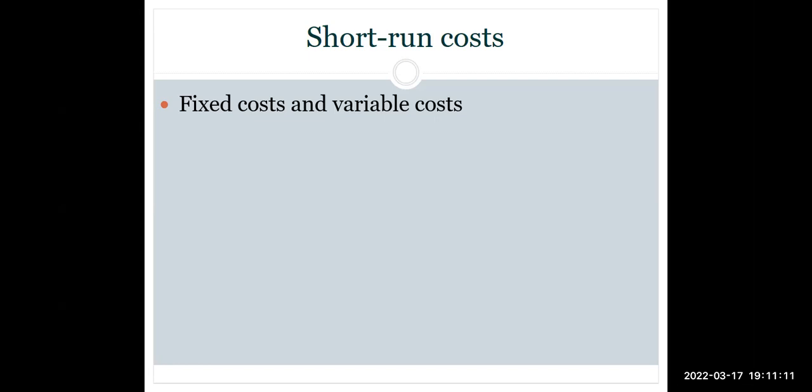The cost that varies with the level of output is called the variable cost, and the cost that does not vary with the level of output is called fixed cost. Like, again, if I give you the example of your electricity meter, that meter rent that you pay every month does not depend on how many units you consume in that month. So that is a fixed cost.